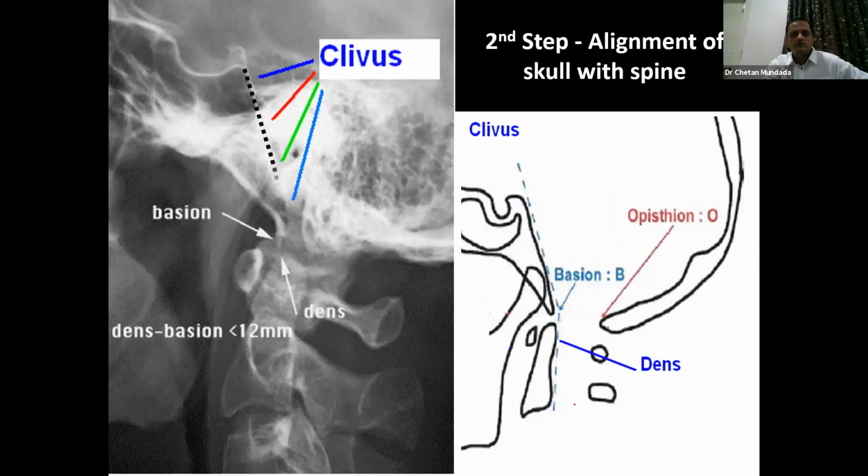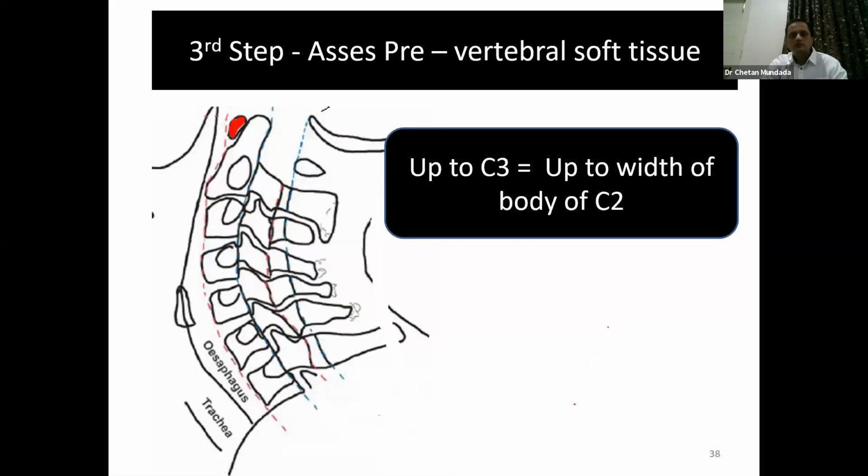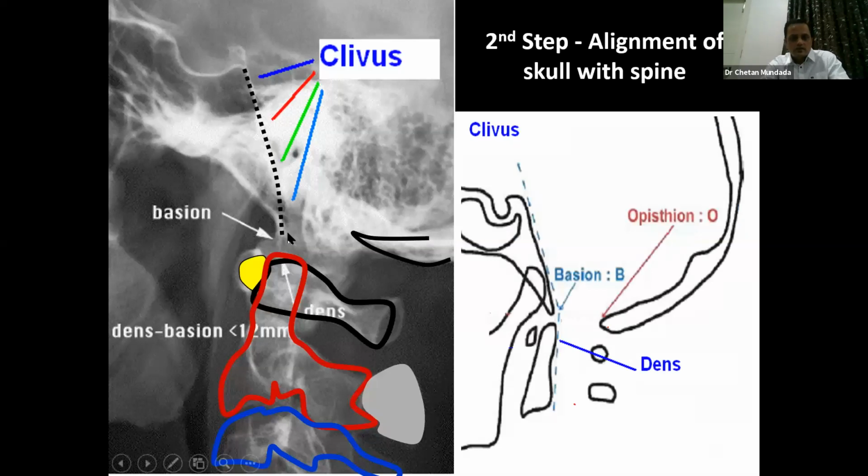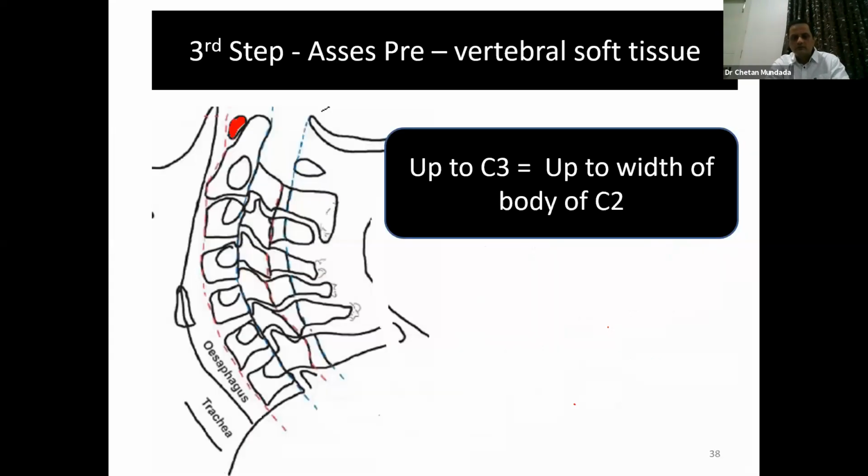Then you also have to ensure the alignment of skull with the spine, and you just draw a line from clivus, and you go all the way to the basion. This also needs to be very smooth. So from basion to the odontoid process, it has to be very, very smooth. If there is no misalignment, then you are clearing the alignment of skull with the spine.